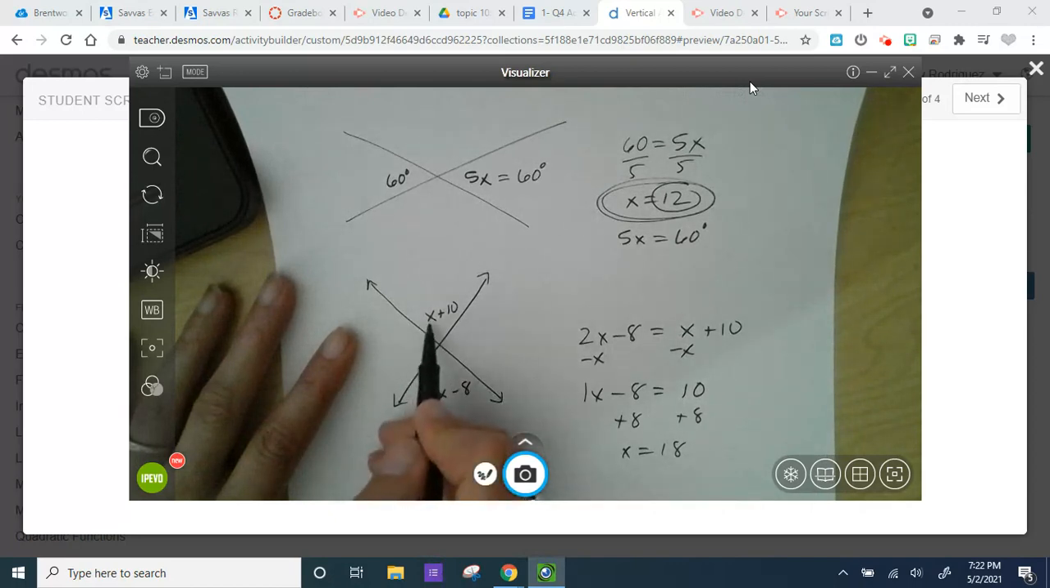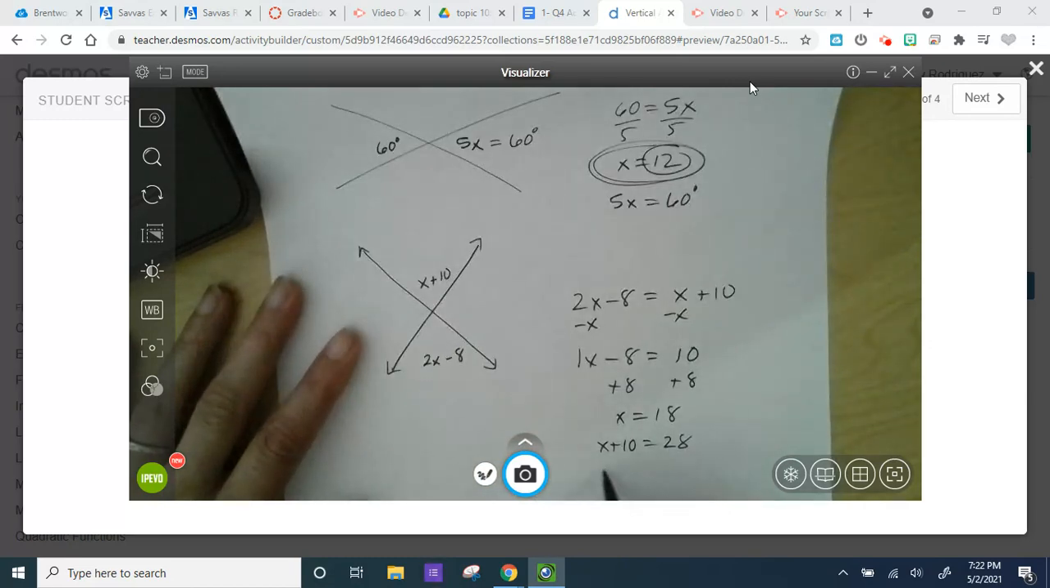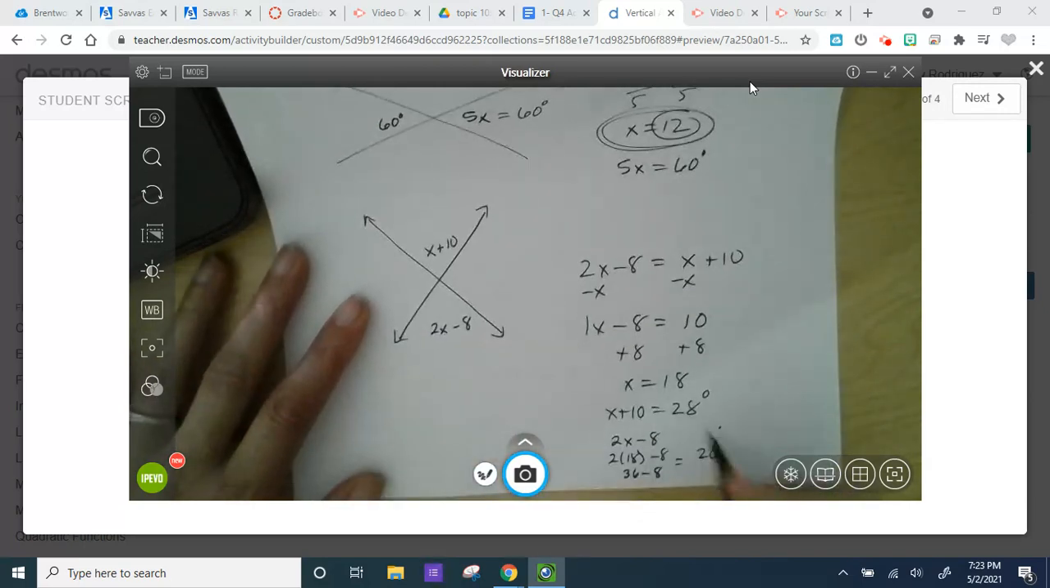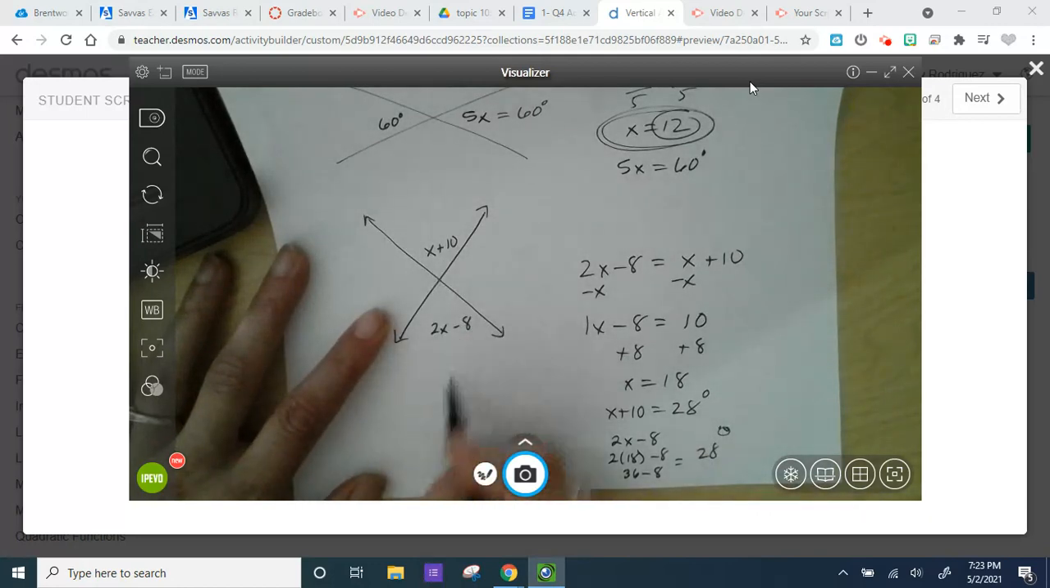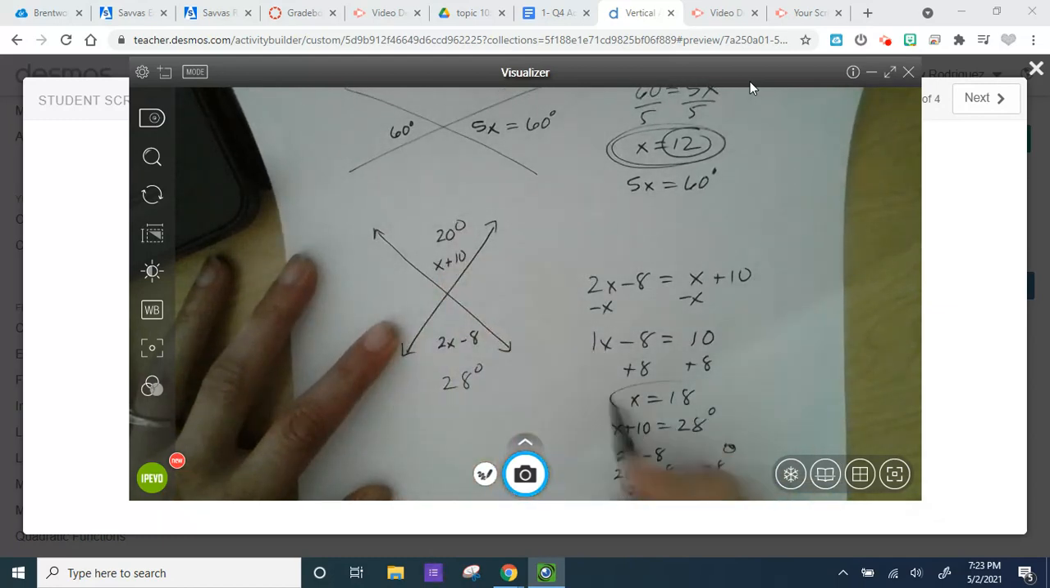Okay, so that would mean that x plus 10 is 28. And 2x minus 8 would be 2 times 18 minus 8. That would be 36 minus 8. Well, of course it's 28. They're vertical. They should equal the same thing. I didn't really need to do all that math. If I know this one, I know this one. So both of these are 28 degrees. But our x value is 18.